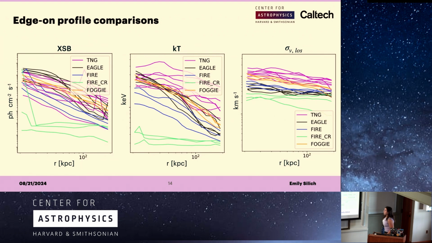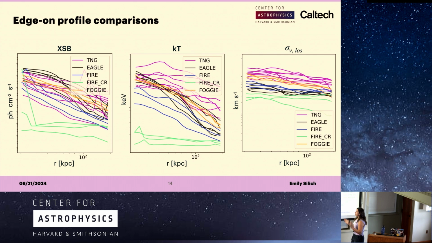Another thing you can do is you can start to make these global edge-on profile comparisons between the different galaxies. So here I'm showing 3 different quantities. All I did was I made an edge-on projection of each galaxy in the sample, and I took radial profiles of them. So on the left, we see X-ray surface brightness.